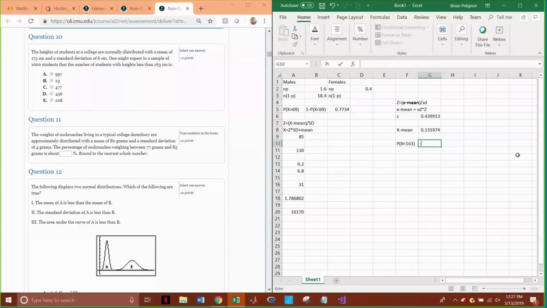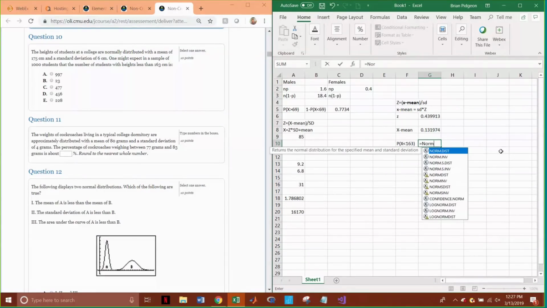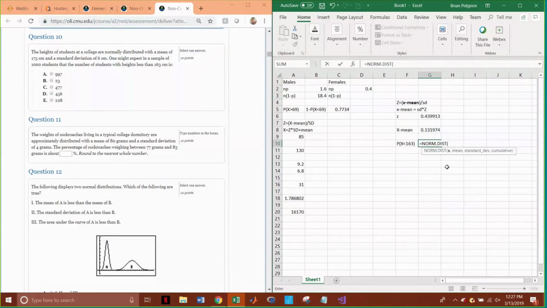So we use, once again, norm dist. Norm dist is used whenever our inequality is less than. So our x value is 163, the mean is 175, the standard deviation is 6, and the cumulative is always 1. So this tells us in this particular college, there's about a 2.3% chance that we'll get somebody whose height is less than 163, given that the mean is 175.